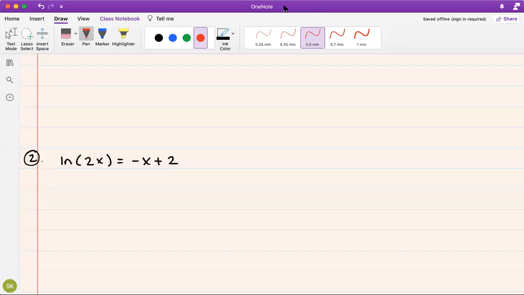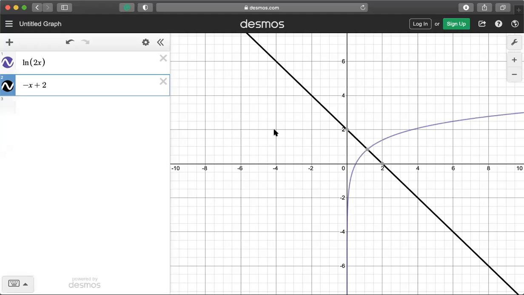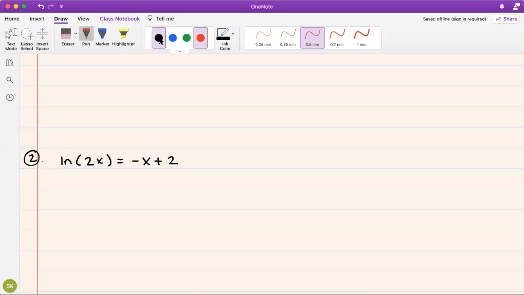All right, so I'm going to share my screen. Here, the purple graph is ln of 2x, and the black graph is negative x plus 2. And you can see that they cross at x is equal to 1.159 and y is equal to 0.841. So there's only one answer for x this time. So let's write that one down. So let me go back. So our value for x is 1.159.